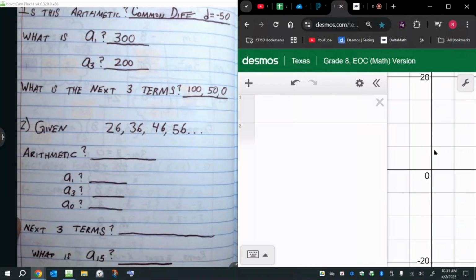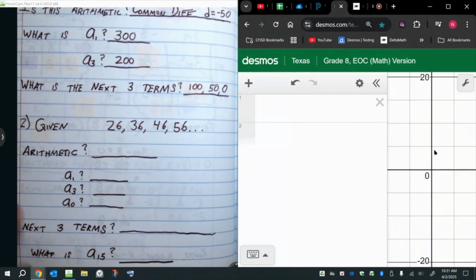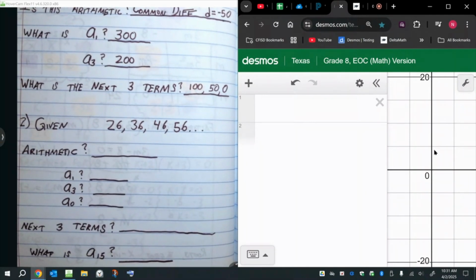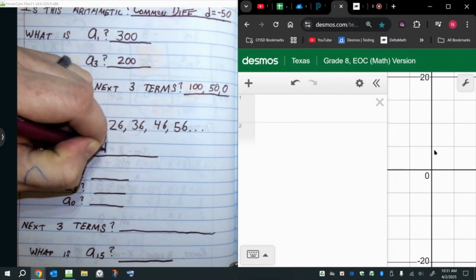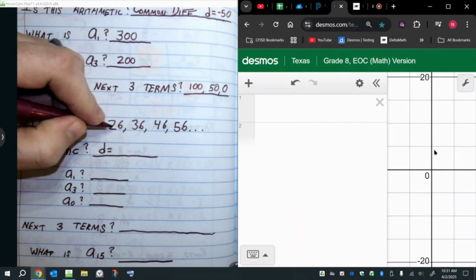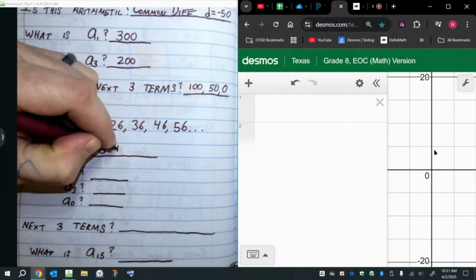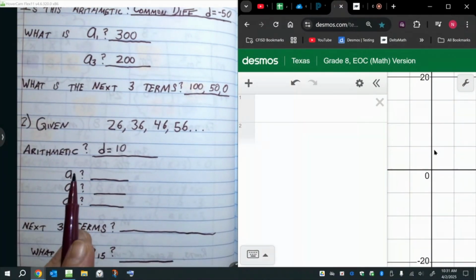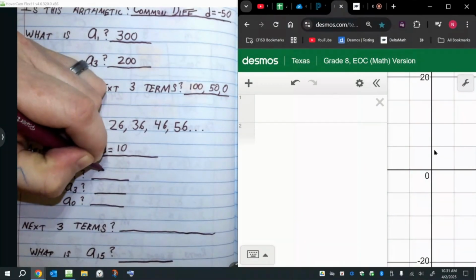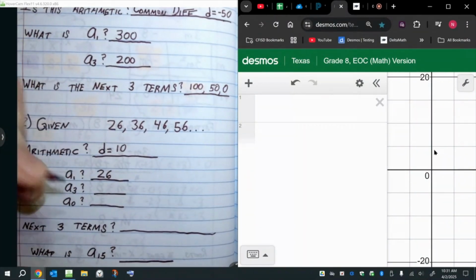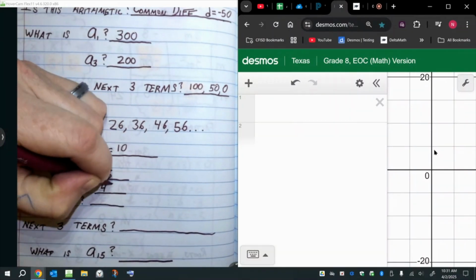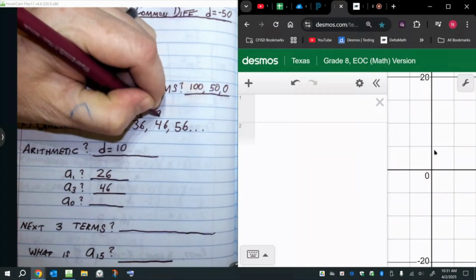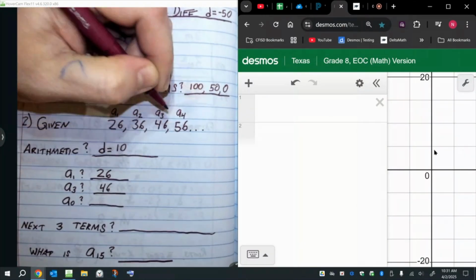All right, let's take a look at this problem. Given 26, 36, 46, 56. Is this arithmetic? Yes. How do I know? Well, this time my common difference is 10, because I'm adding 10 each time. So the next question, what is a sub 1? That's right, 26. What is a sub 3? That's right, 46. Because this is a sub 1, that is a sub 2, this is a sub 3, that is a sub 4.